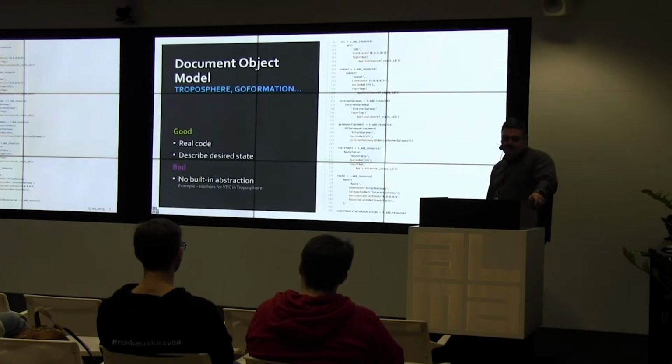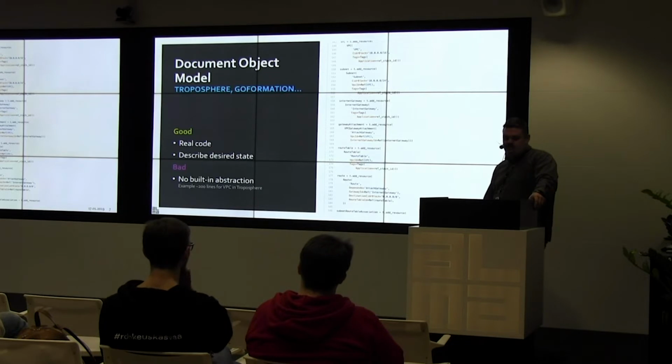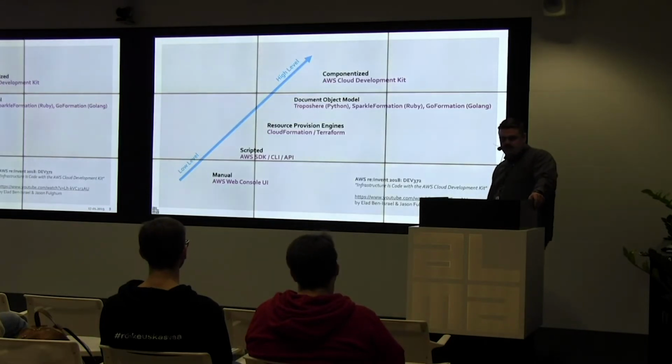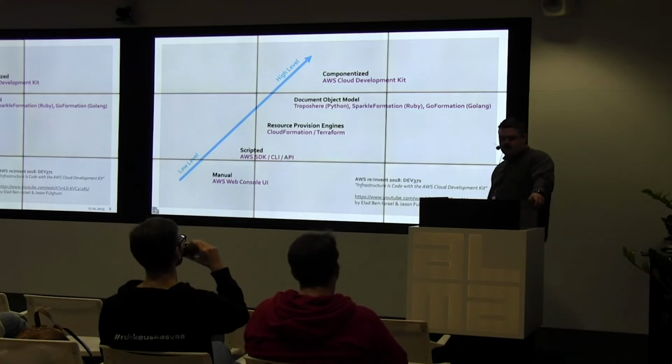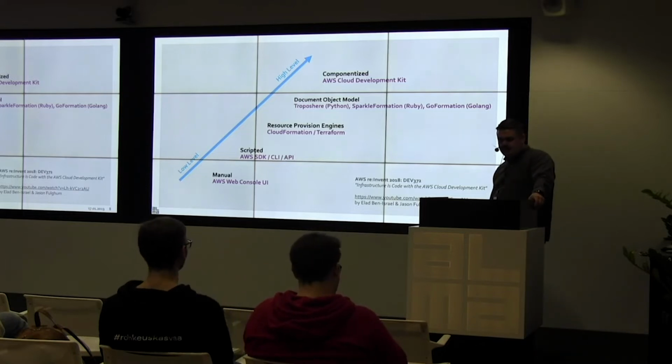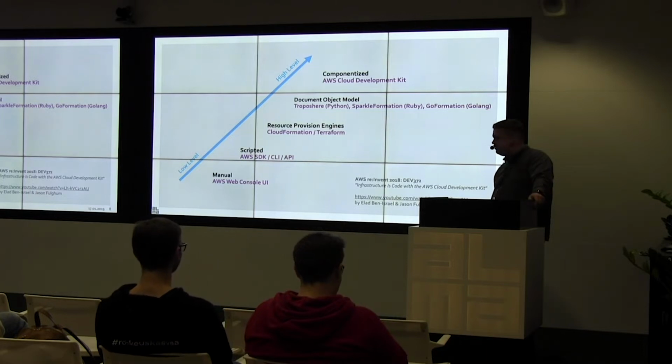And you describe the desired state with code. But again, the bad thing is that there is no abstraction really, that you still need to write a lot of stuff, like a couple hundred lines for a VPC network again. So this is actually what I talk about, I shamelessly stole from this really excellent re:Invent 2018 presentation.